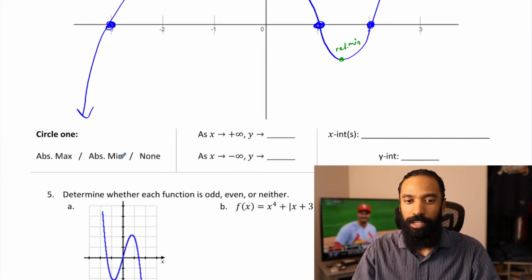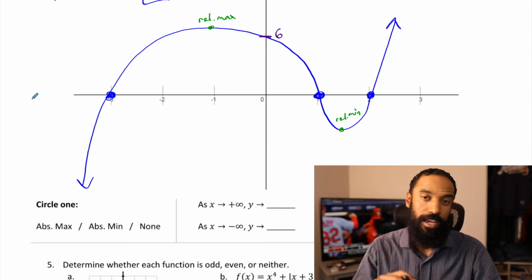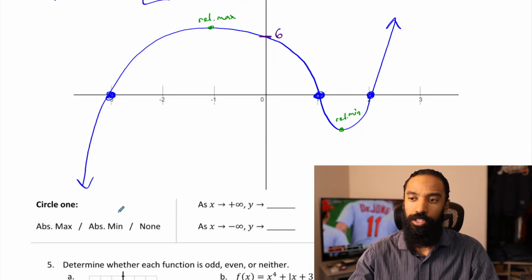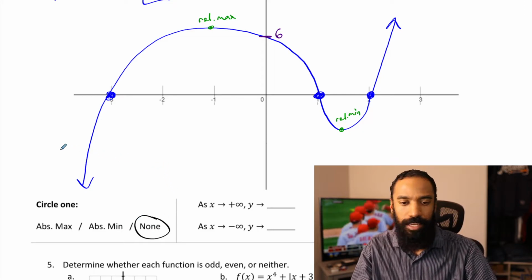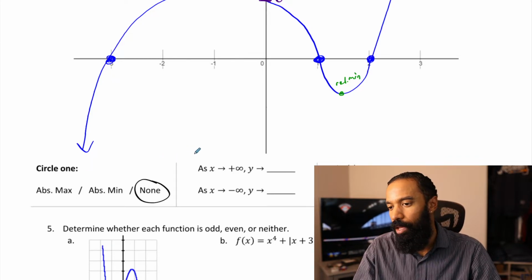No absolute max or min this time. This thing goes down forever and it goes up forever. The whole idea of absolute max or min is the absolute highest or lowest this graph goes. It goes down and up forever. So there is none. All the odd degrees will definitely have none. The even degrees should have one of them. You can't have both, not for a polynomial.